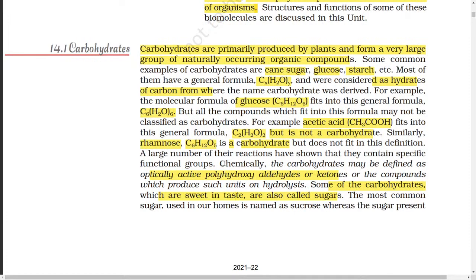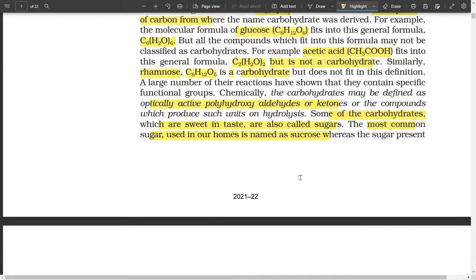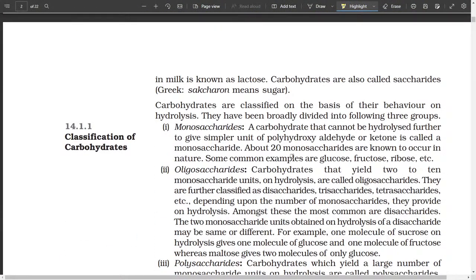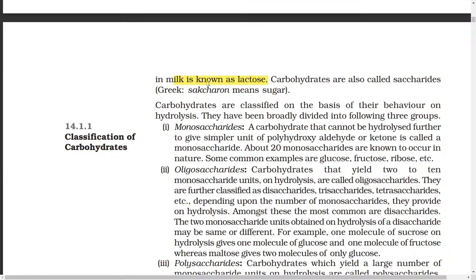The most common sugar used in our homes is known as sucrose, whereas the sugar present in milk is known as lactose. Carbohydrates are also known as saccharides. The Greek word saccharon means sugar.